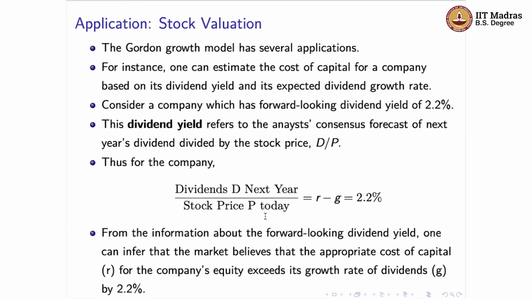The word forward-looking means that this is a prediction about next year's dividend relative to the price this year. So when we say that the forward-looking dividend yield is 2.2%, what we mean is that the analysts on average expect that the dividends next year divided by the stock price today is going to be around 2.2%. Why did we say that this is the consensus forecast? Because typically different people have different forecasts, so this is one way of bringing together the different forecasts they have. Somehow we have figured out, maybe by averaging, that this is the prediction.